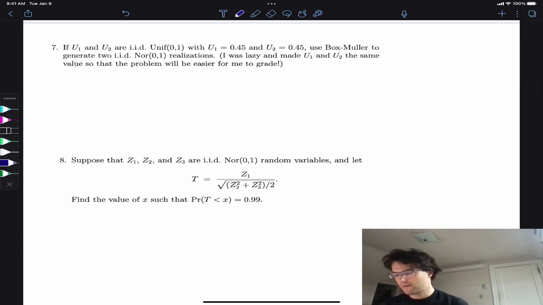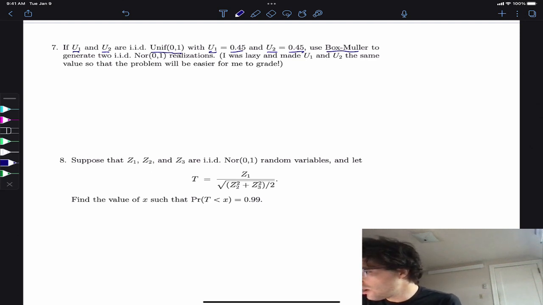So question 7. Suppose that you have two uniform random variables between 0 and 1, and you have two realizations of them. So you have a u1 equaling 0.45 and a u2 equaling 0.45. And they want us to use the Box-Muller approach to generate two IID normal 0-1 realizations.